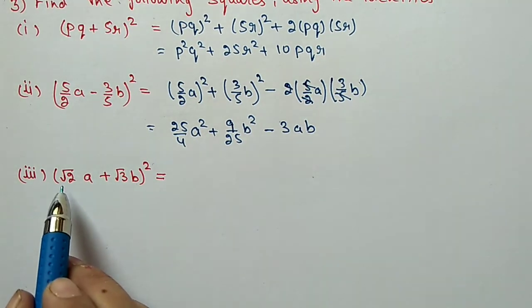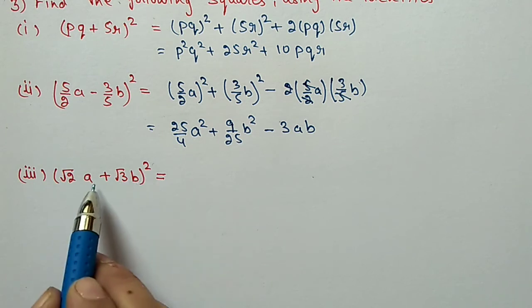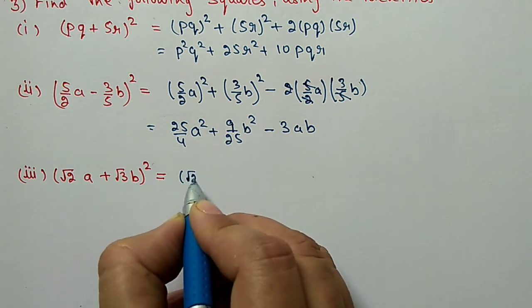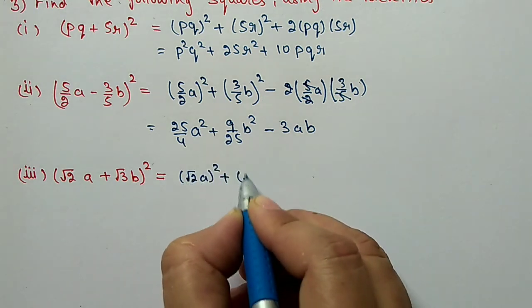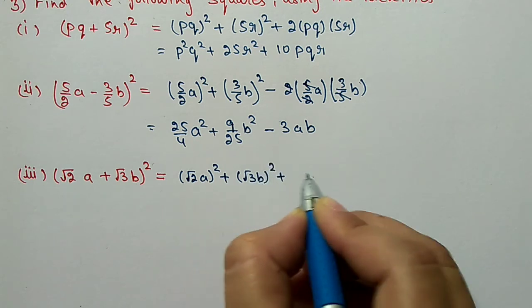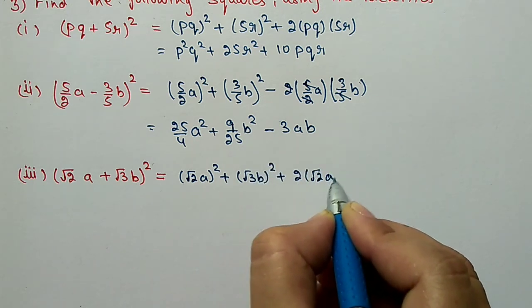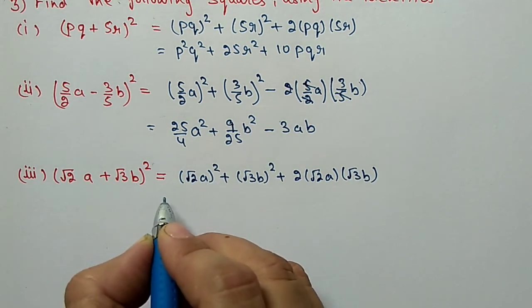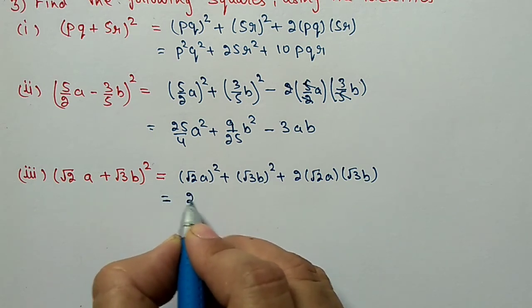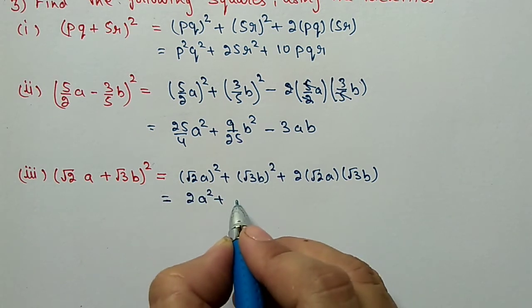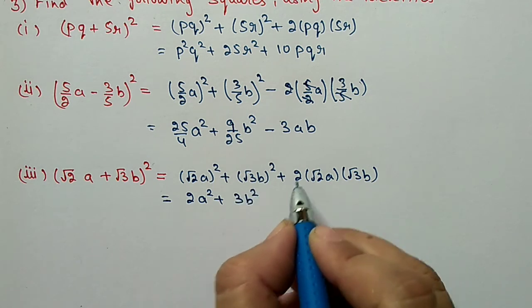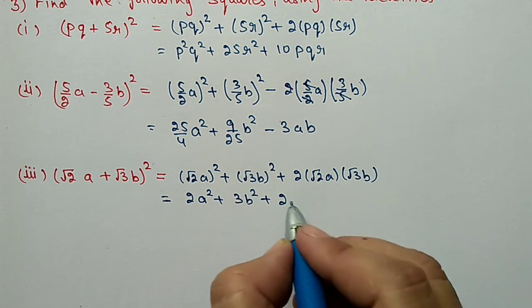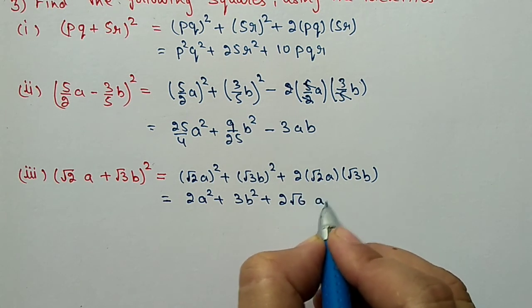Next third part, (root 2a plus root 3b) whole square. So the plus symbol means the a plus b whole square formula we have to use here. So (root 2a) whole square plus (root 3b) whole square plus 2 into root 2a into root 3b. So root 2 whole square will be 2, root 2 into root 2 will become 2, 2a square, and similarly this will become 3b square, and here 2, this root 2 into root 3 we can multiply, root 2 into root 3 will become root 6, and ab as it is.